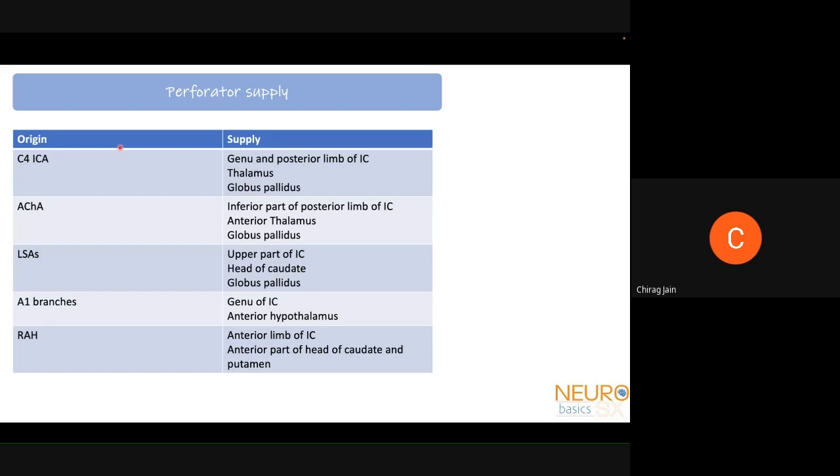So you have perforators arising from the C4 ICA, from the anterior choroidal artery, from the MCA, that is the lenticulostriate arteries, from the A1 ACA, and from the recurrent artery of Heubner. These are the major perforators arising from the anterior part of the circle of Willis. These are the different structures of supply. There's a significant amount of overlap with these different perforators.